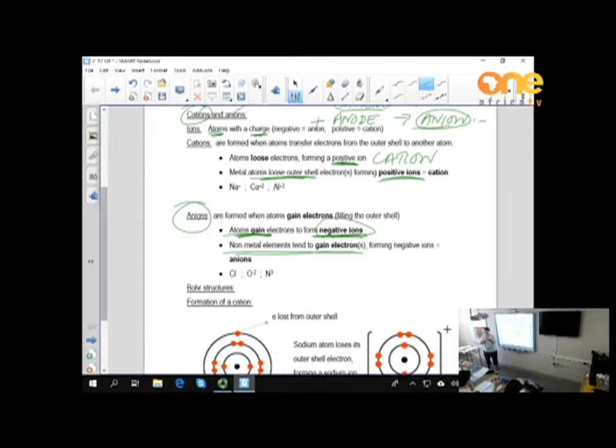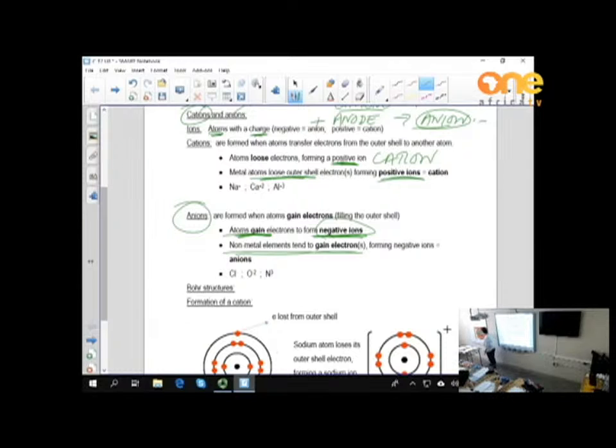Group 1 elements have one outer shell electron. Are they going to lose one or gain 7? Lose one. It's easier. So they get a +1 charge. Group 2 elements have 2 outer shell electrons. Is it easier to gain 6 or to lose 2? It loses 2. Group 3 elements have 3. Are they going to gain 5 or lose 3? Lose 3. It's logical. Group 4 elements. Gain 4 or lose 4?